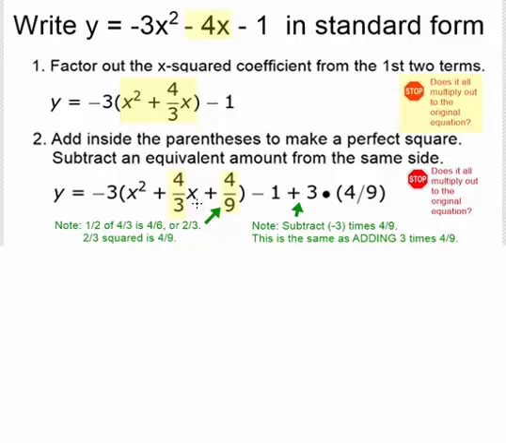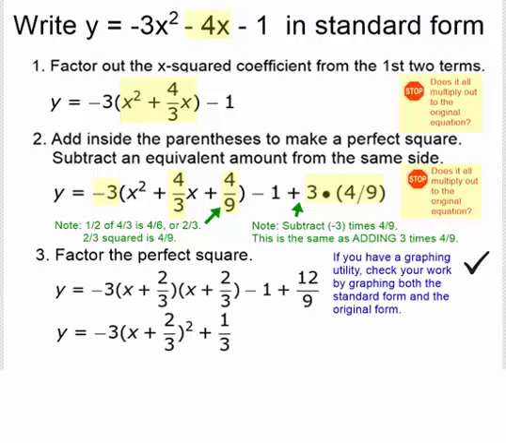Well, when we add 4/9 inside the parentheses, and we're multiplying 4/9 times negative 3, what we've really done is subtracted 3 times 4/9. To keep the equation from being changed, we have to add 3 times 4/9 on the same side, and that's what I have shown here. And again, I have a note: stop. Does it all multiply back out correctly? The two quantities of 3 times 4/9 cancel each other and don't change the equation.